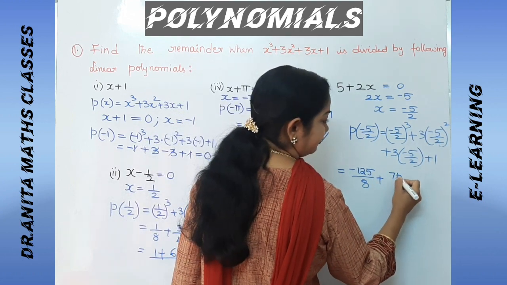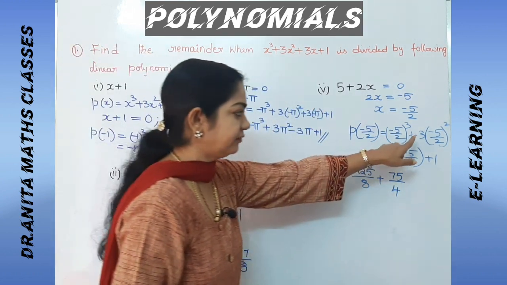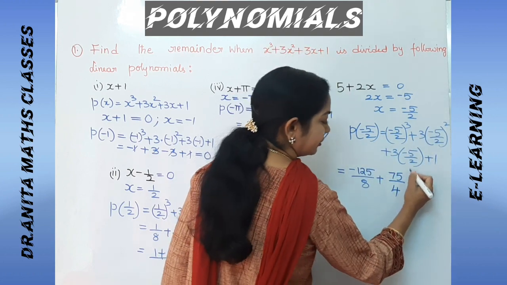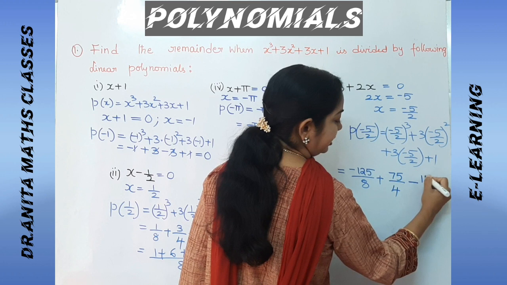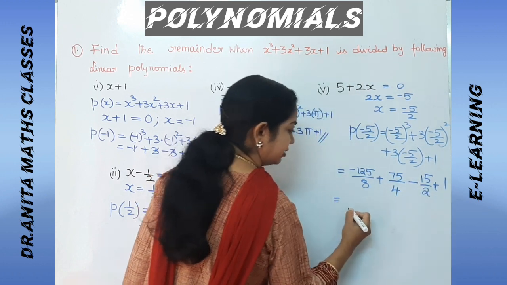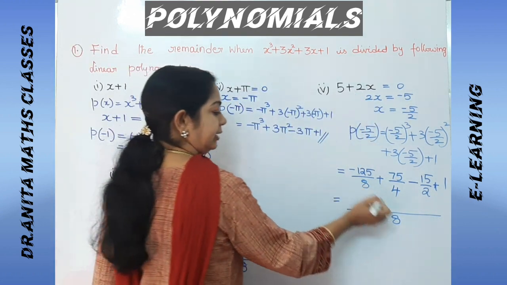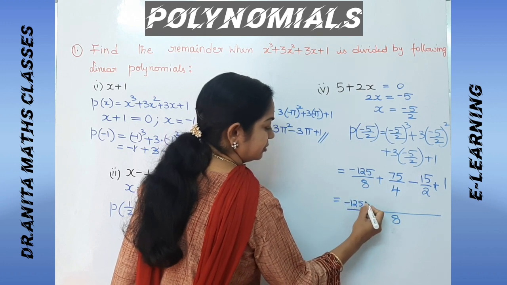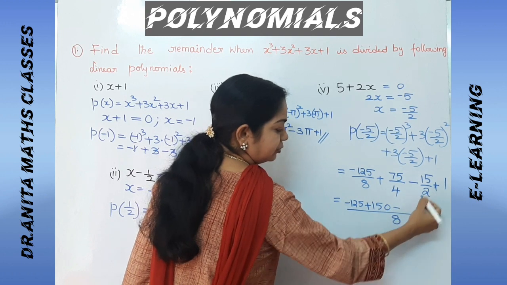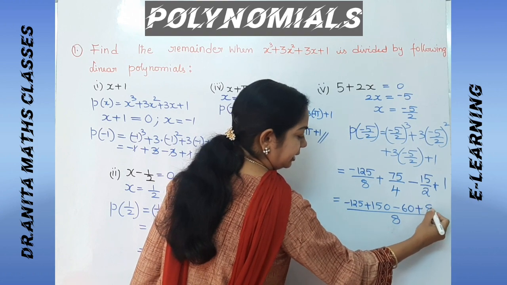So that is 75 by 4. Here 25 into 3, 5 square 25, 25 into 3, 75, 2 square is 4. Now here minus 15 by 2 plus 1. The same way you can take the LCM here, LCM 8, so minus 125. So that is 150 by 8, 2 fours 8, and now here it comes to 60 plus 8.